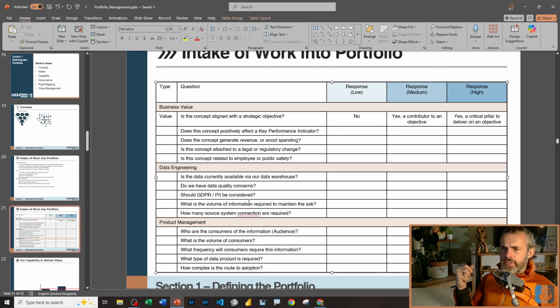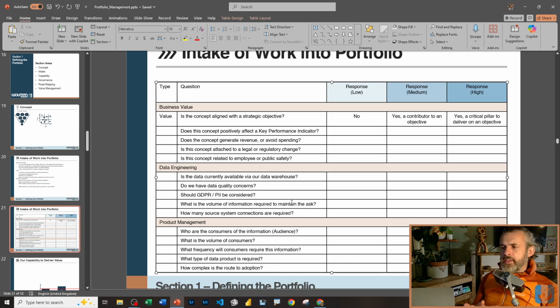And how many source system connections are required? I'm not a big fan of that question. But again, if you're having to connect to 10 different databases, that's more complicated than having to connect to one. So we'll leave it in.